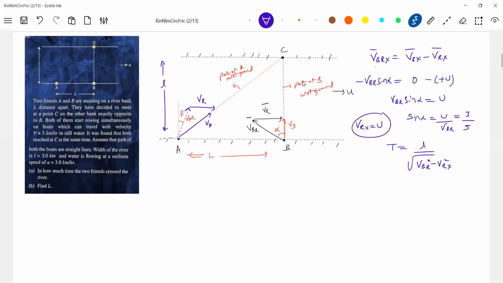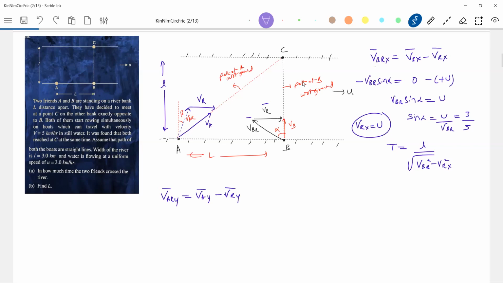I'll proceed like this. Okay, let's come to VARY is equal to VAY minus VR. Why am I doing this? I wanted to find out beta. I'm trying this method. So now who will determine the time taken to cross the river for boat A? The y component of velocity.